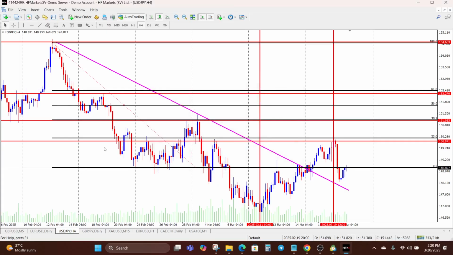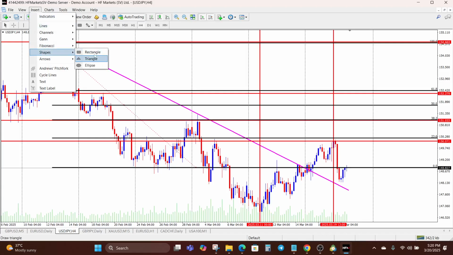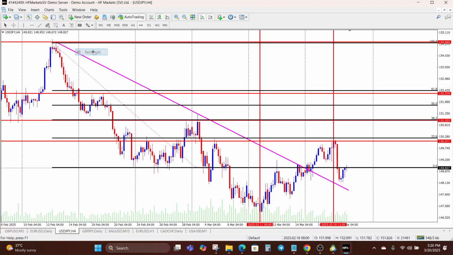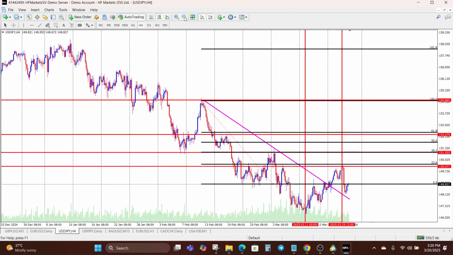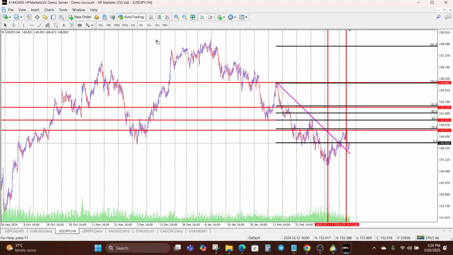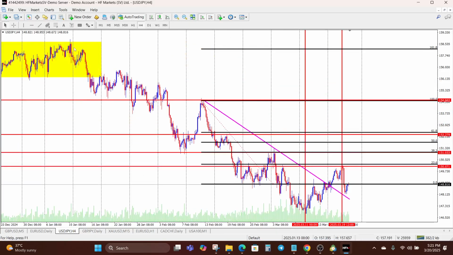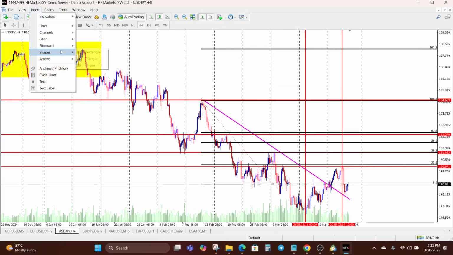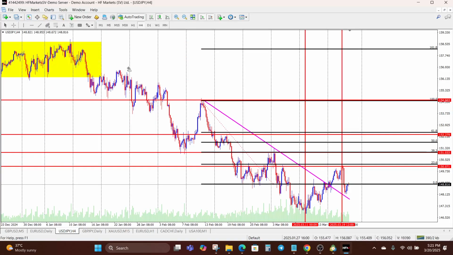And then we have the rectangles and other shapes. There are different shapes available. We have the rectangle, the triangle, and the ellipse. They are actually great for highlighting consolidation areas or breakouts. If you want to identify a consolidation area or a breakout, you can use the rectangle, depending on what you want to identify exactly.